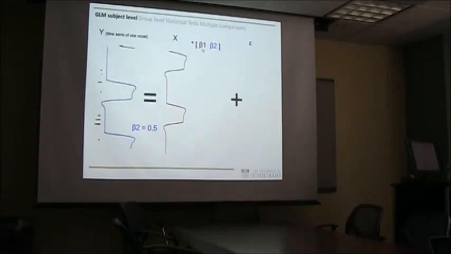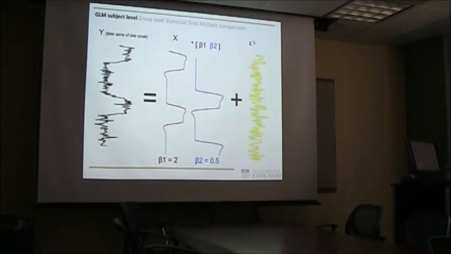Same thing for the second part of the model, where you're trying to model the onset of houses. Again, you overlay this part of the model on the time series and ask how well it fits. In this case, it doesn't fit so well, so I would give it a second beta value of 0.5. And then you're always left with some error term, right? Because the model would never perfectly fit your observation. So you have some residual time series.